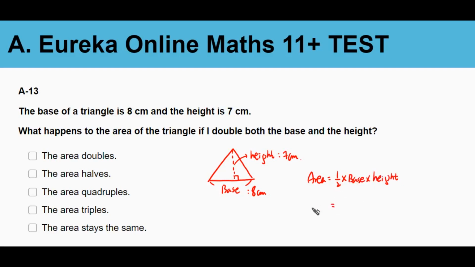Now the area will change by doubling base and height. This one has been doubled, this one doubled. So how does the area change? Because the base is 2 times bigger and the height is 2 times bigger, the area will be 4 times greater. So now the question: doubles? No. Halves? No. Quadruples? Yes, quadruples means times 4. So the answer is the third one.